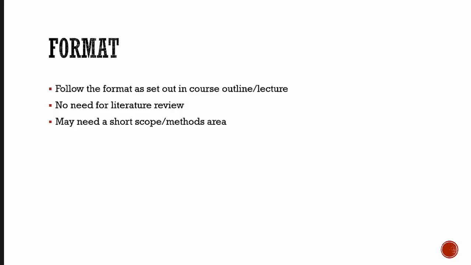So the format, as I said before, 1650 words. Follow the format in your course outline, the lecture notes, and also in the additional information section. I just want to say now, there is no need for a literature review. For some reports, and certainly for reports in the past, they've used literature. There's no need for a literature review at all. You may want to have a short scope or methods section. What I would advise is you might have that straight after the introduction, or you may even put it in that beginning section. But if you are going to do a short scope or method section, it's short. It's not going to be a long section.